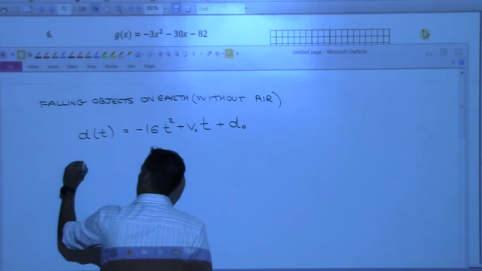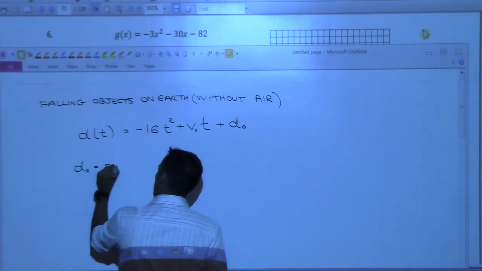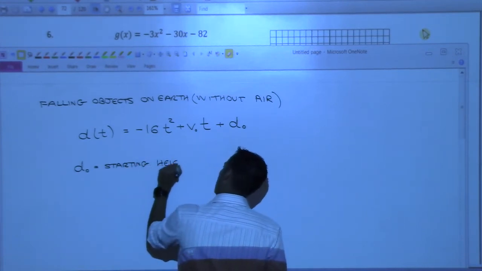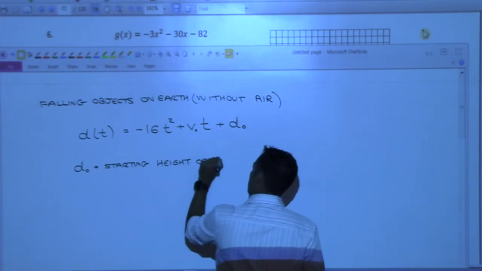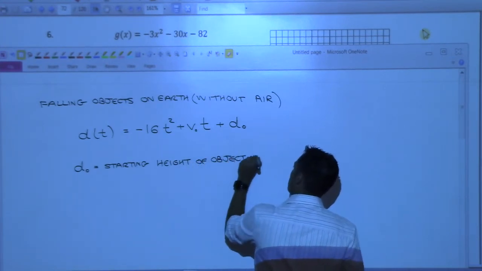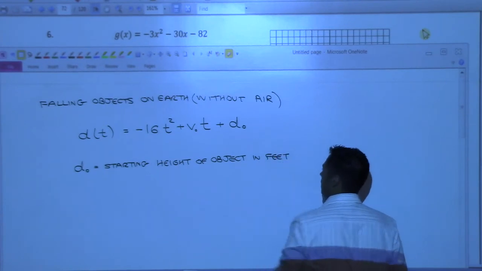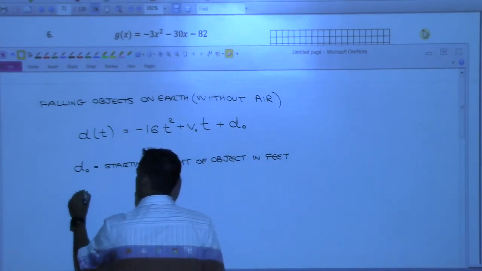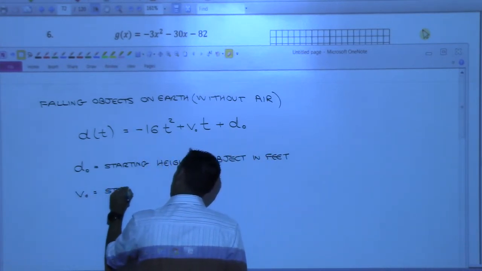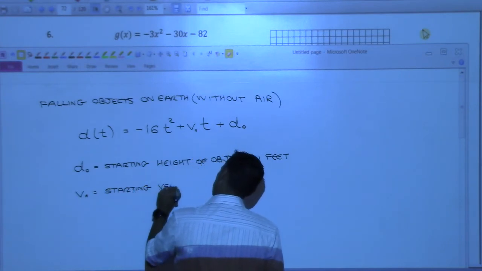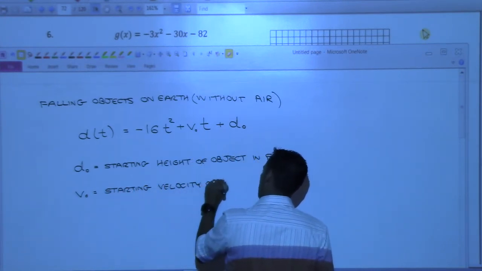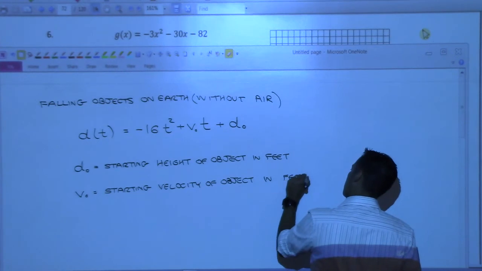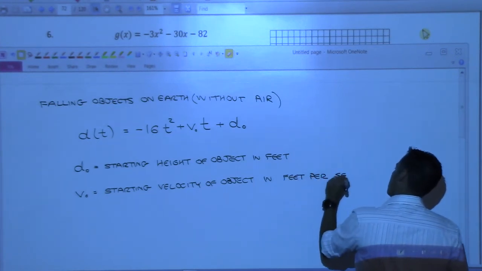Okay, d naught, or d sub 0, is the starting height of the object in feet. Okay, so this is measured in feet. V naught is the starting velocity of the object in feet per second.